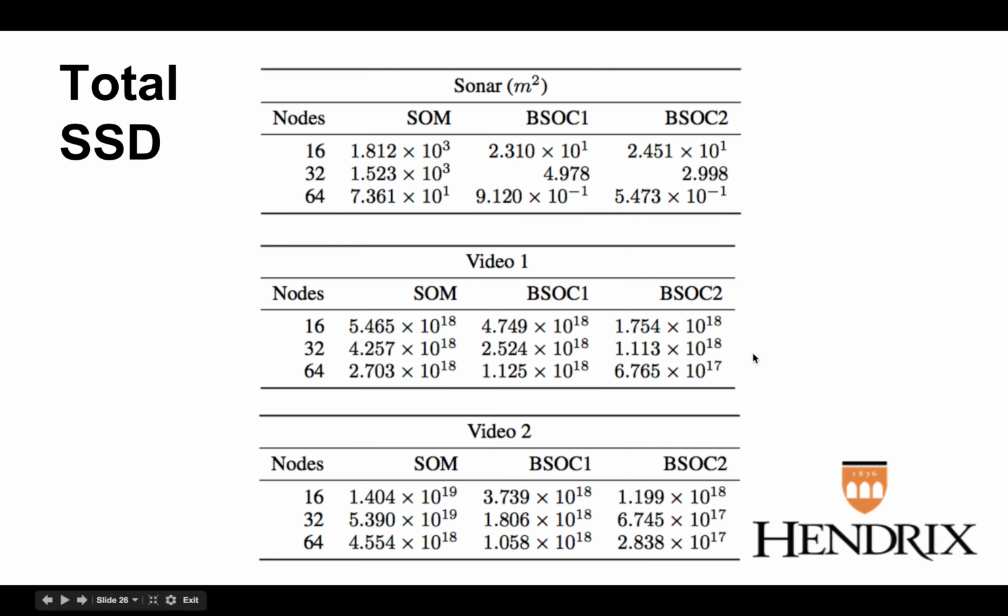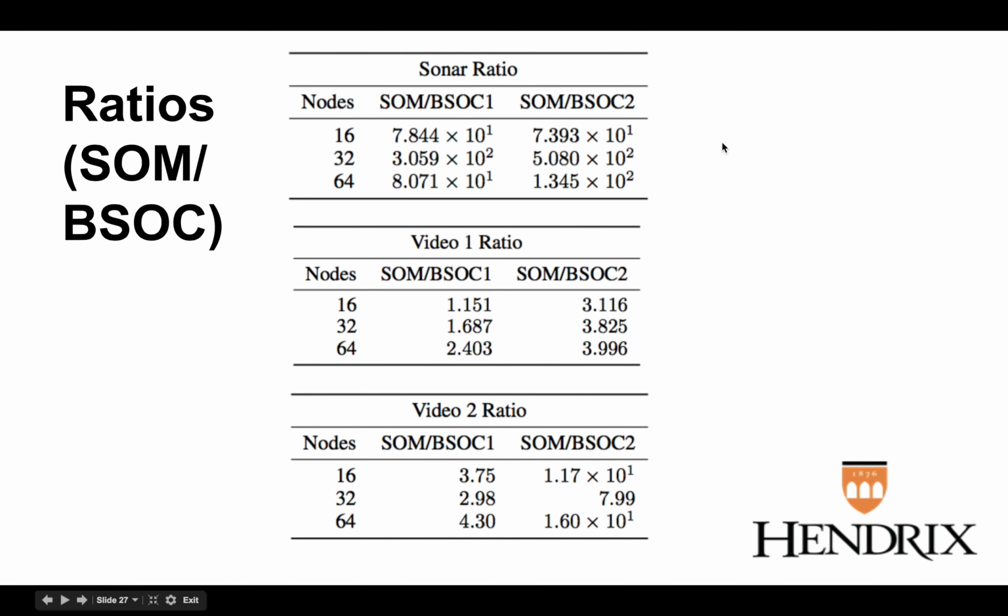As I looked at these figures, I thought, with all these crazy exponents, it was a little hard to read. So what I did was I redid the data in the following form. This is the same data, just presented differently. I put the sum of squared differences in the numerator, and that for each of the BSOC variations in the denominator, so that we could see a multiplier of how many times greater the sum was for the SOM as opposed to the BSOC implementations. So for the sonar, we can see that, for 16 nodes here, for instance, it was 78 times greater than for the BSOC.